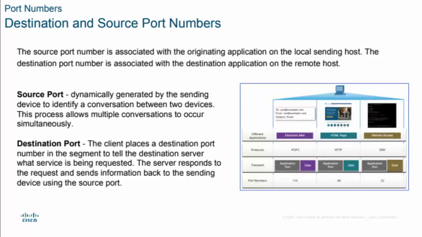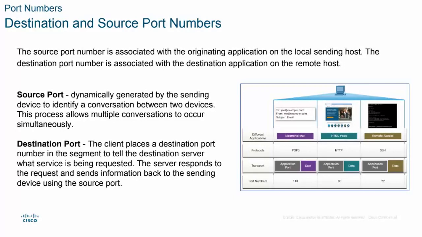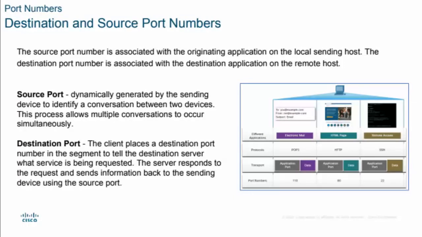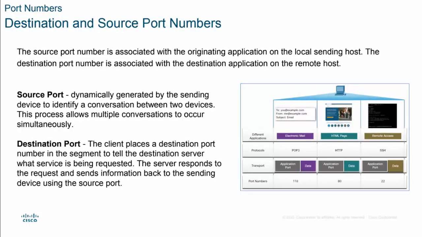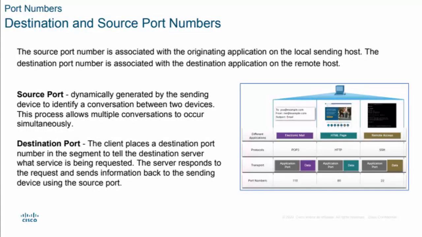It is dynamically generated by the sending device. Then we have the destination port. The client places a destination port number in the segment to tell the destination server what service is being requested. Those common port numbers are put in the destination port. When my computer sees a request and the destination port is 80, it knows which service is requested. HTTP. Any questions?